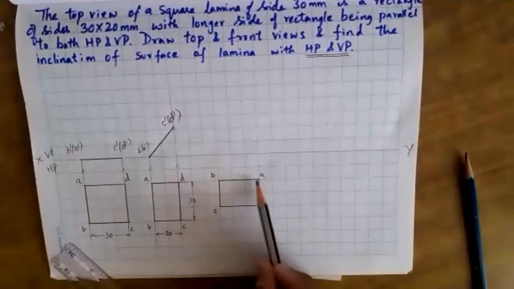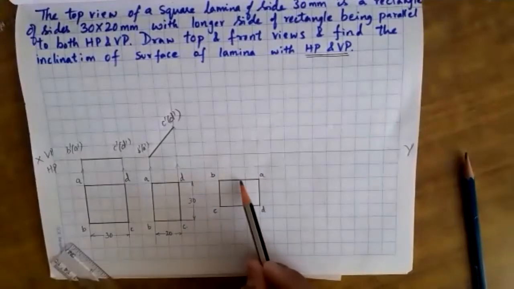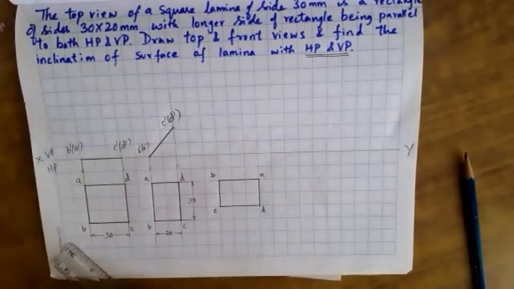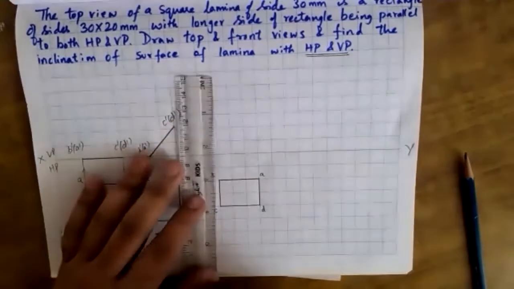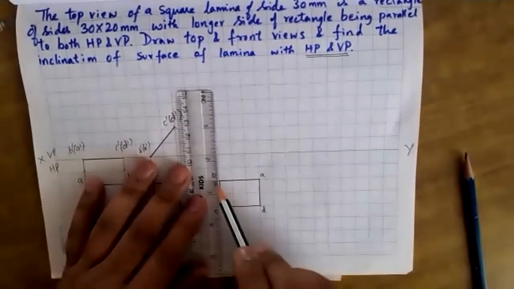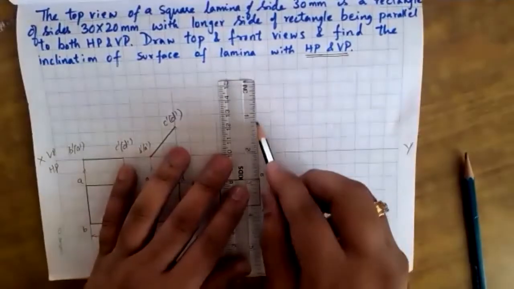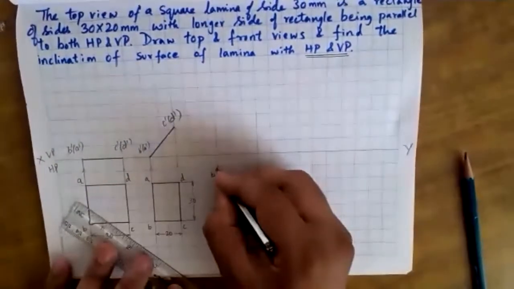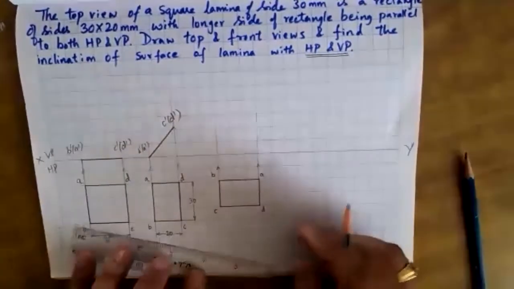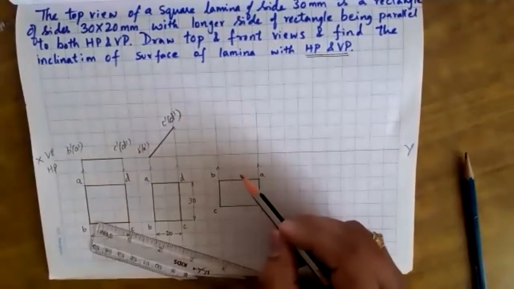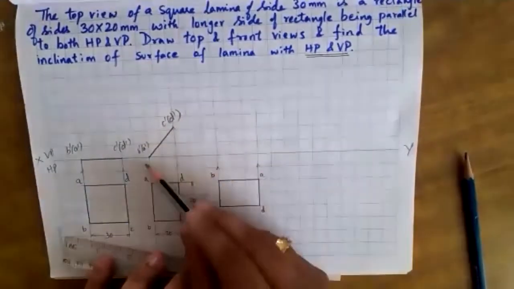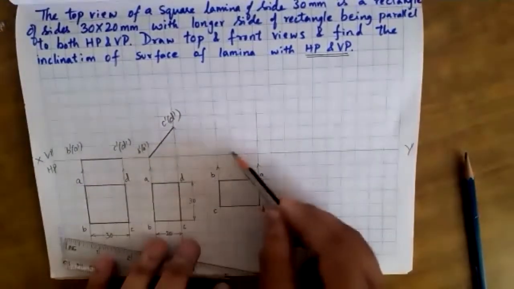This AB represents the longest side, 30 mm, is parallel to both HP and VP, and that is resting on the XY line. Now I'll draw the front view here. Right from A, B, C, and D, draw the projectors where it is meeting here in the vertical plane. Let us see AB. See here, AB is resting on the XY line.